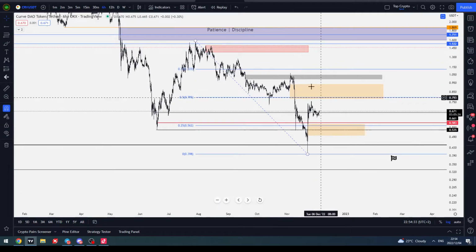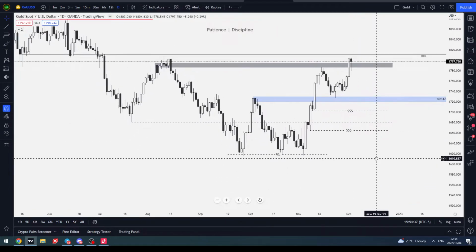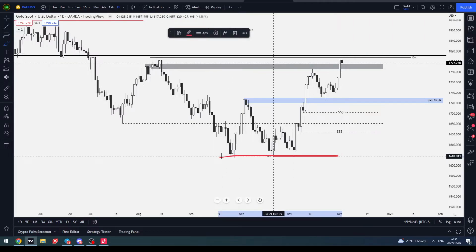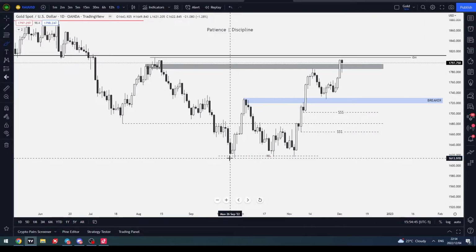So the middle legs are always going to be about speed. Let me show you what I'm talking about. Here's gold, right? Now, we've been targeting this, right? This is going to be on the menu. This is coming. But when is it coming? That's the question.